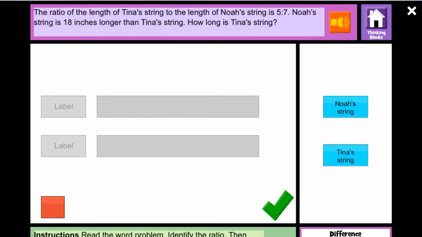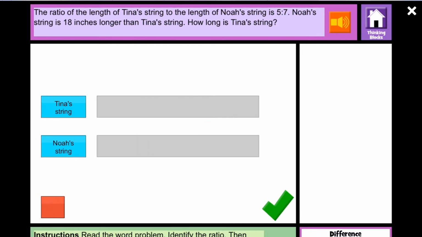The ratio of the length of Tina's string to the length of Noah's string is 5 to 7. Noah's string is 18 inches longer than Tina's string. How long is Tina's string? So we are comparing Tina's string to Noah's string. And since order matters, the ratio is 5 to 7. 5 square tiles would go with Tina's string. 7 will go with Noah's string.